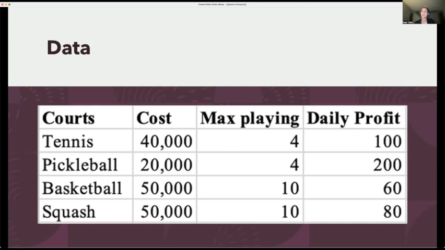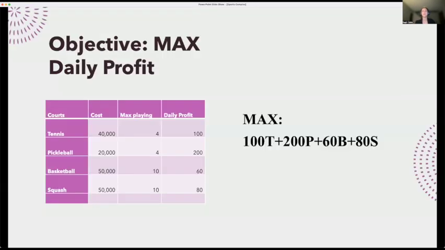So that's the highest profit, then tennis and squash, then basketball, because they're really focused on racket sports. Moving on to the objective function. The objective of this project is to maximize daily profits utilizing the data in the table.